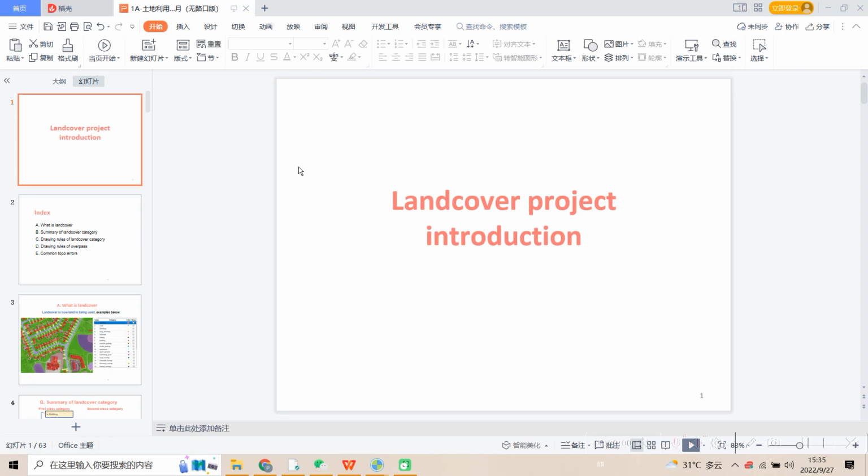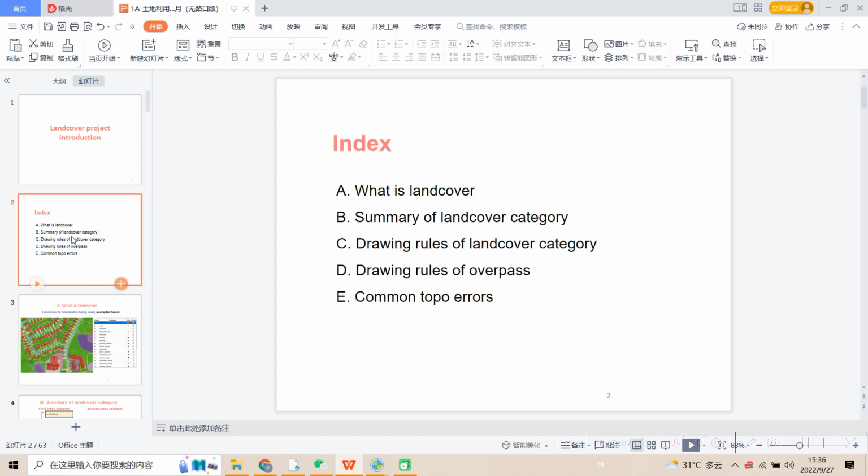Hello everyone. In this video, I want to introduce you guys to the Landcover project. Here's an index: what is Landcover, a summary of each category, join rules of the Landcover project, the join rules of overpass, and the common tuple errors.